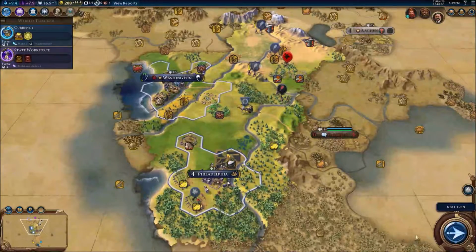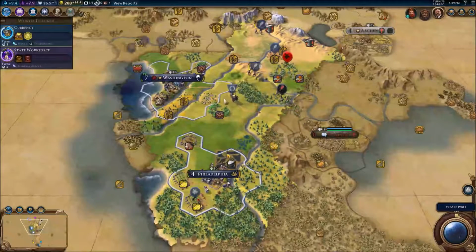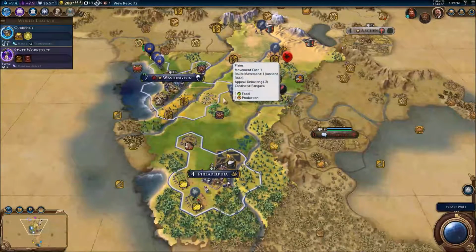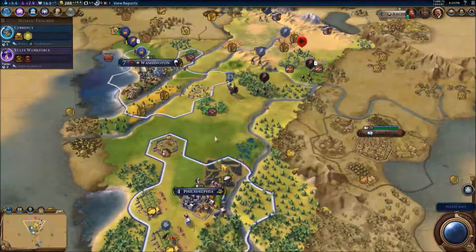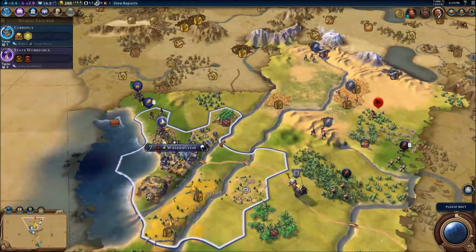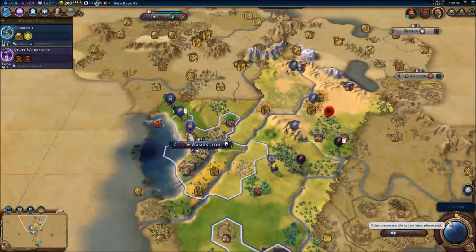Alright, so currency is going to pop next turn. That'll help our trading. I'm wondering if maybe Sumeria is going to take on Valletta here.